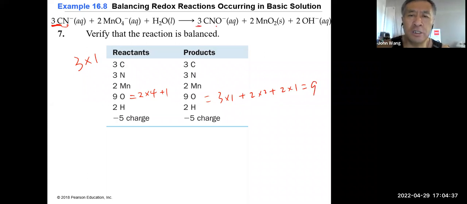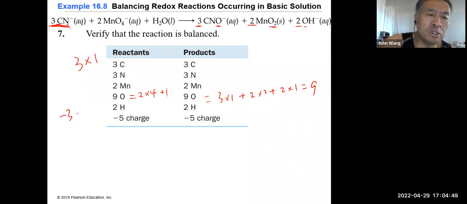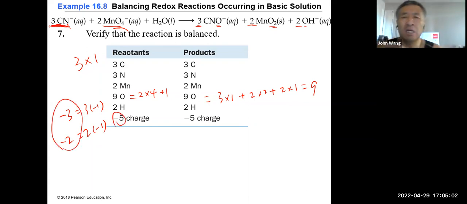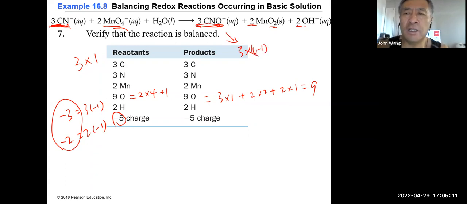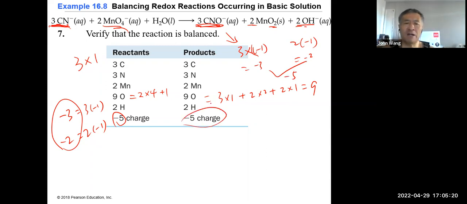So you can see here 3, 1, 2, and 2, and 2, and 1. For the charge, do the same. The charge here, this will give you -3, because that is 3 times -1. And this will give you -2 because 2 times -1. So altogether, -3 and -2 is -5. And then on the right, this gives you 3 times -1, and this is 2 times -1. So again, you have -3 and -2, together -5. So everything is balanced.